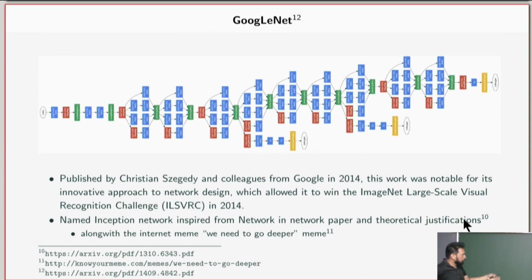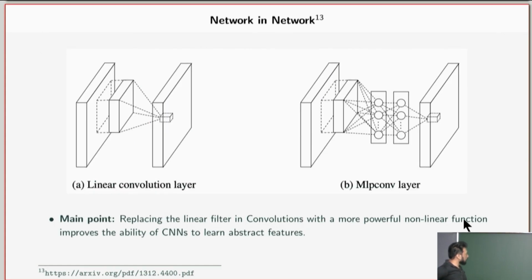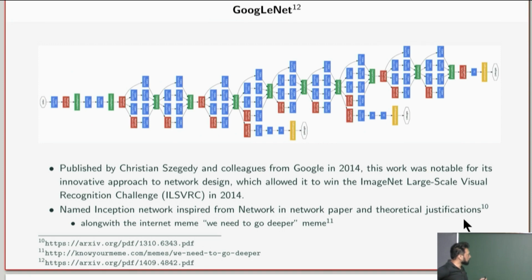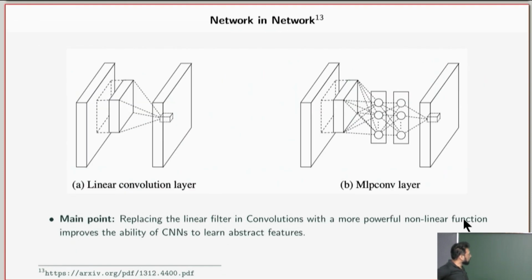So it won that classification challenge, the ImageNet Large Scale Visual Recognition Challenge, in 2014. One of the key ideas proposed by them was something called the Inception Network. Inception is inspired by the "we need to go deeper" meme. They said this in the paper, that they named their network Inception. In fact, you can search Inception Network, and that's Google LeNet. The idea behind Inception, I will explain.